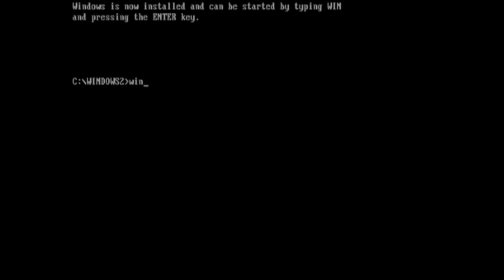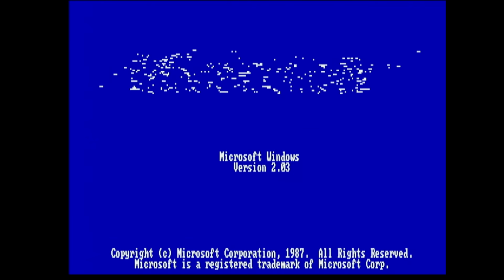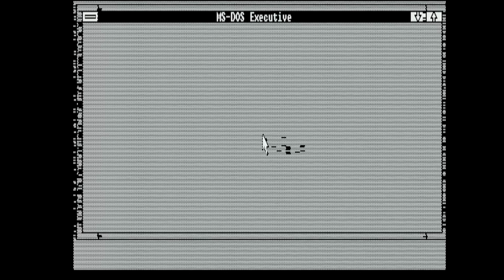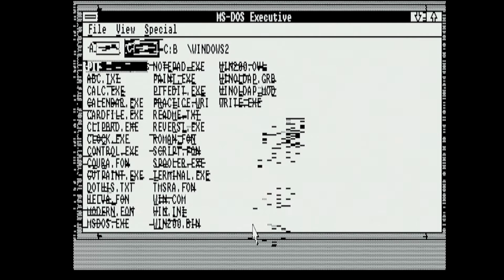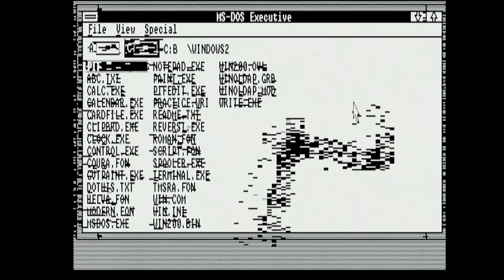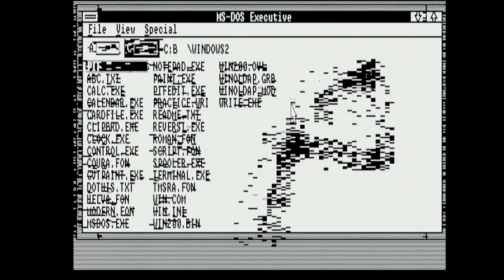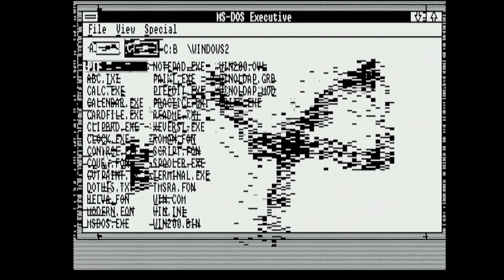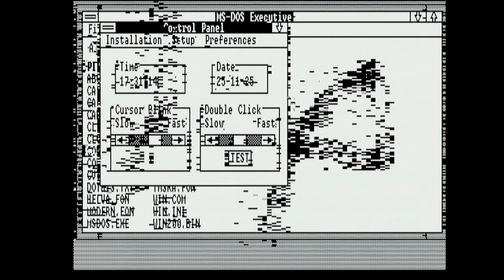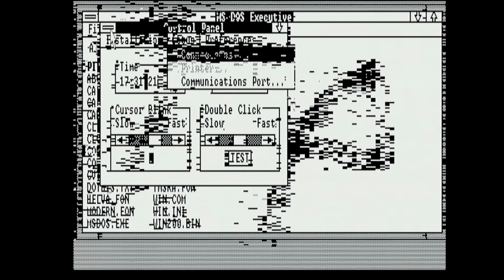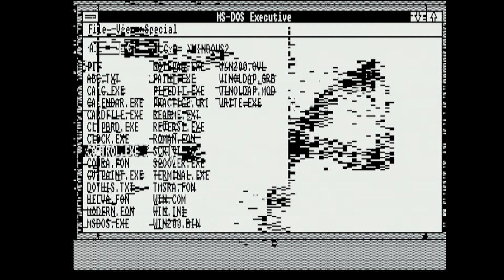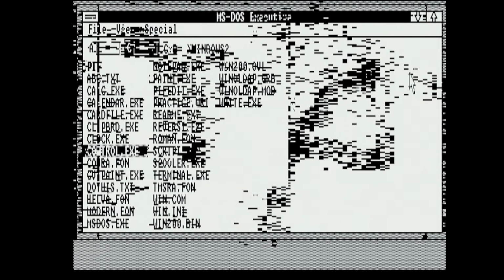Just type in Win and see if this actually starts up the mouse. The reason why the Microsoft logo doesn't work properly is because the video reading is causing the problem. I think we can see that we've got a mouse pointer there, but again, our video reading problem is causing this interference here, but it does allow us to at least use the mouse. We're actually able to get it up and running.